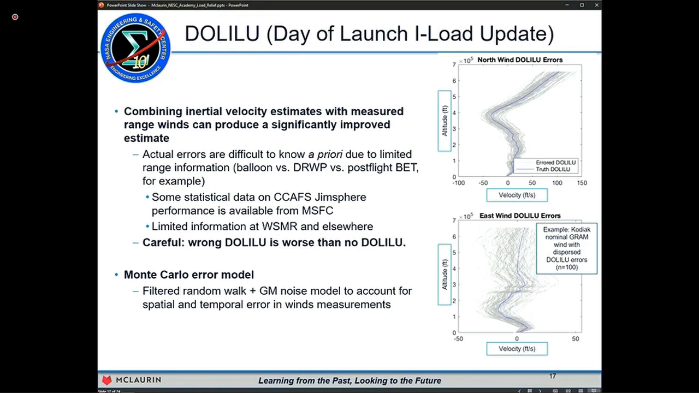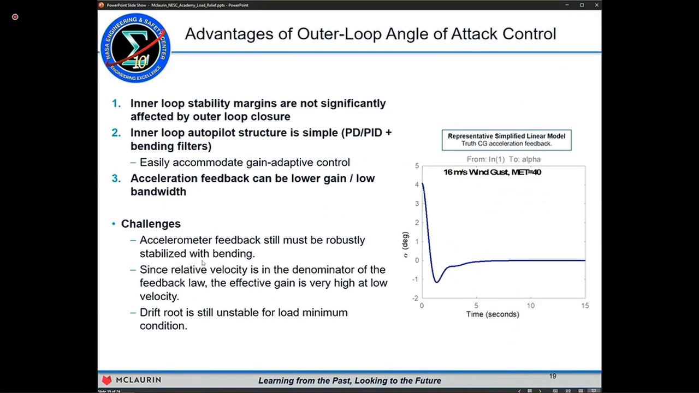Now, this modified approach is not a solution to all problems. We still have to deal with bending and the accelerometer feedback. There are some cases at low velocity where the acceleration feedback gain is high. And we don't get away from the fundamentals of the dynamics, in that the drift root is still going to be unstable for the load minimum condition.